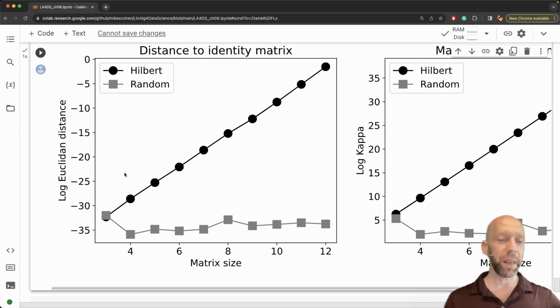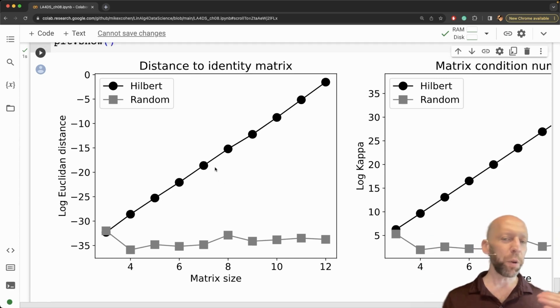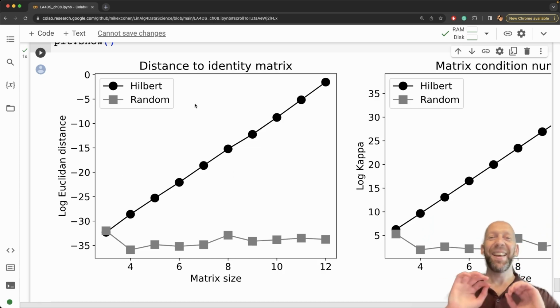But the Hilbert matrix, on the other hand, has this almost perfect linear relationship in log space, which means it's actually an exponential relationship. So the distance to the identity matrix, or the error from the true identity matrix, is actually growing exponentially. It appears linear because I'm computing the log of the distance. So in a linear space, this is exponential growth. So that is nightmarish, right? That is terrifying. That means that there's huge errors when computing the Hilbert matrix times its inverse, and that should be the identity matrix.